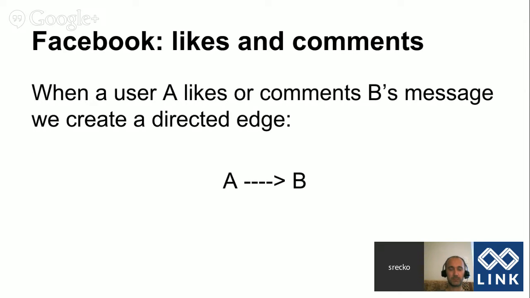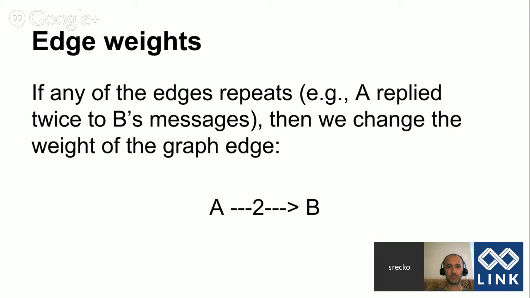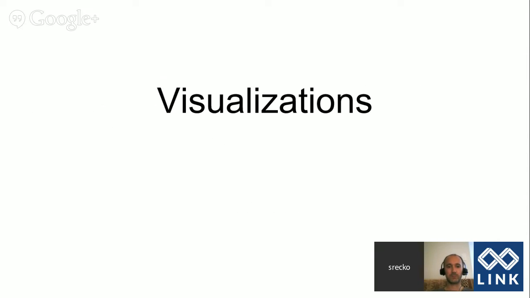For Facebook, it's similar. We have two types of interaction: likes and comments. When somebody likes somebody else's writing, we create an edge between them, and the same for comments. Now, the graph is weighted, meaning that if, let's say, I reply to George's posts, then we'll have only one edge between us, but with weight 2, meaning that happened twice. So I replied to two of his messages, and so on. That would be the technical part, how the networks were constructed.